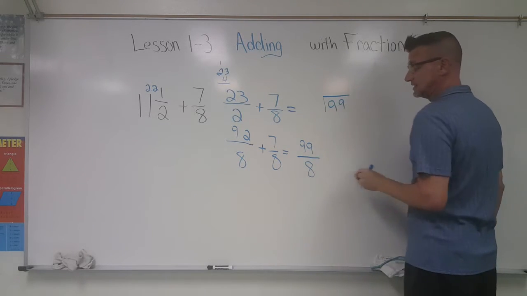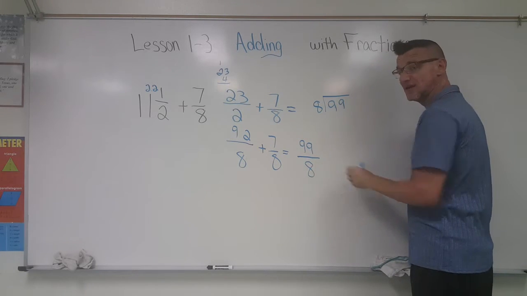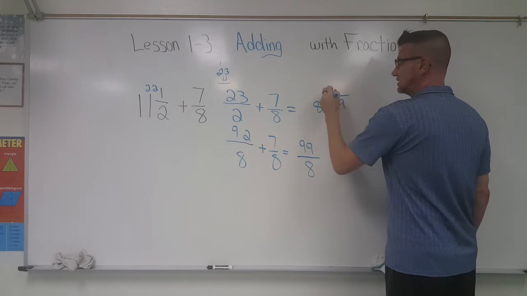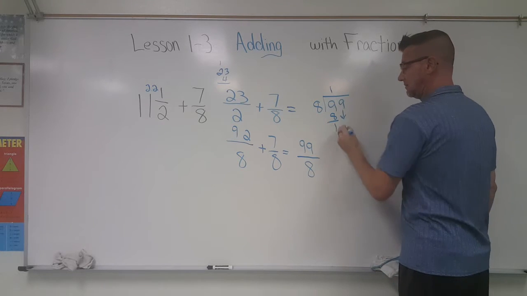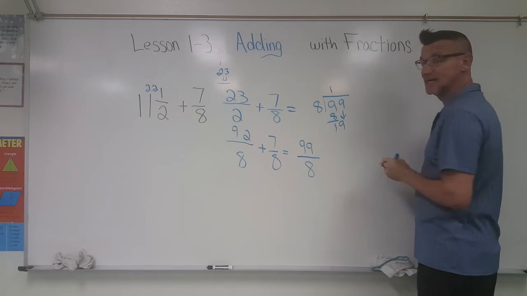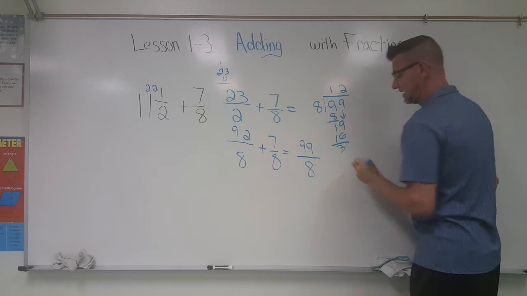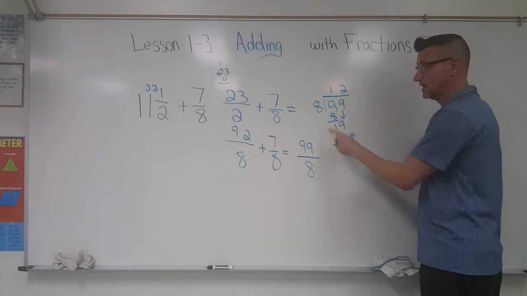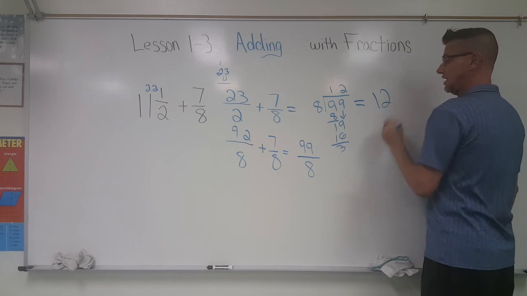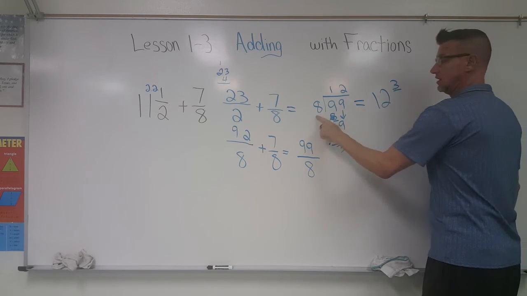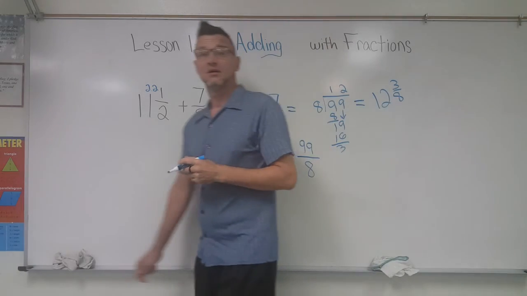So here's 99 inside the house, and we're going to divide it by 8. Because the numerator always gets divided by the denominator. So 8 goes into 9 one time, 1 times 8. Bring down the 9. 8 goes into 19 twice, with a remainder of 3. So 3 is going to be our new numerator, 8 is going to be our denominator. So this equals 12 and 3/8. And that is how we add fractions together.